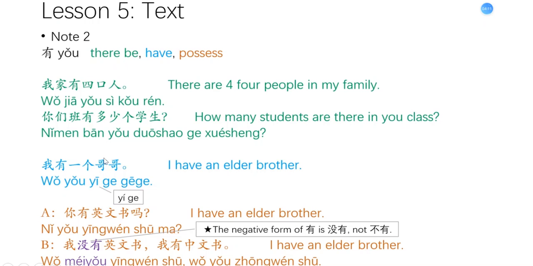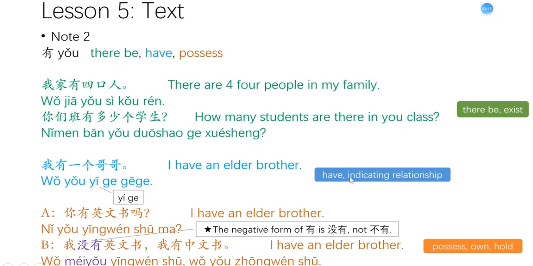Also 有 means to have, but this have indicates relationship. It's not ownership or possession. It indicates the relationship of something. So 我有一个哥哥, I have an elder brother. This have indicates relationship, so you are brothers. And also this 有 indicates possession, which means ownership or hold. 我有英文书. This English book belongs to me, right?